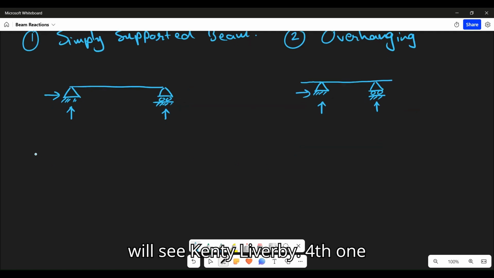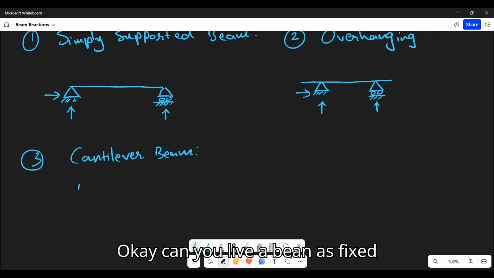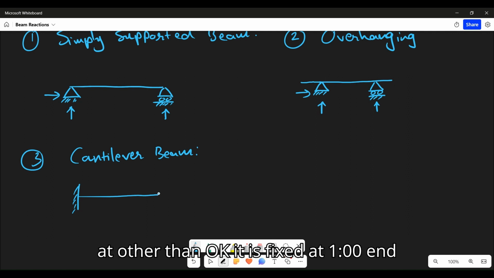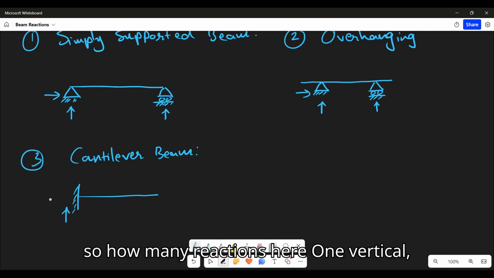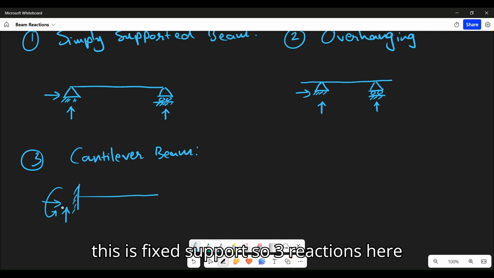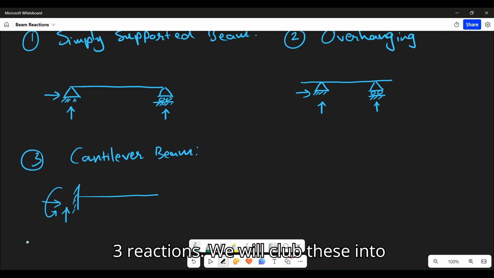Next, we will see the cantilever beam. Third one is the cantilever beam. A cantilever beam has fixed support at one end and no support at the other end. It is fixed at one end and freely suspended at the other end. So how many reactions here? One vertical, one horizontal, and one rotational, because this is a fixed support. So three reactions here. Now, all these three beams have three reactions.